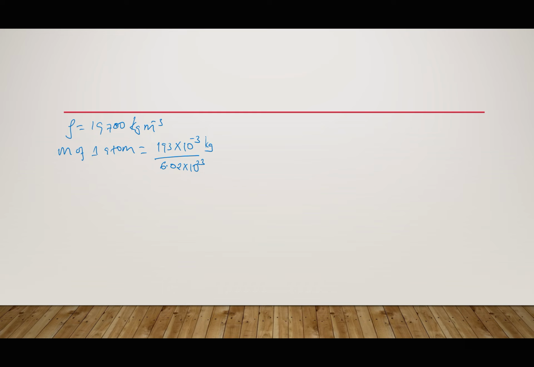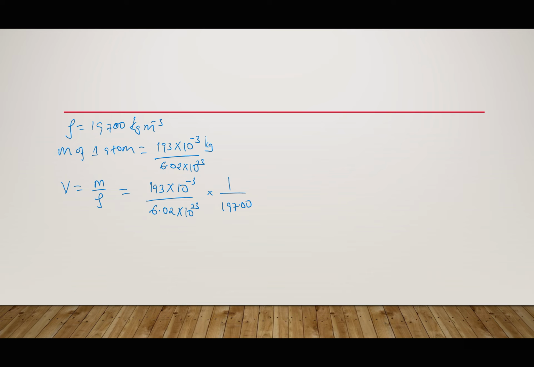We're going to use this information to estimate the volume. So we have the mass of one atom, we have the density, and because density is mass over volume, volume is mass divided by the density. So this is going to be 193 times 10 to the power of minus 3 divided by 6.02 times 10 to the power of 23. Then we divide this by the density, which is 19,700.